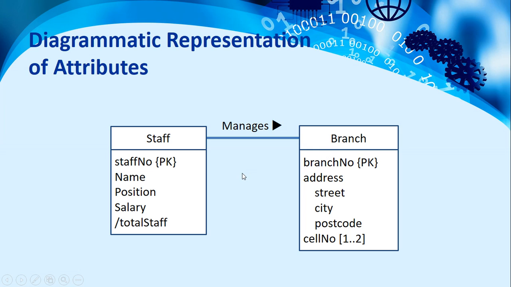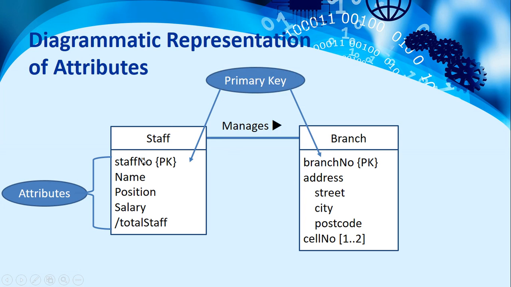Now as you notice, we have a whole variety of attributes, and we'll be mentioning each one of these. Again, as I mentioned earlier, those enclosed in curly braces are attributes too. And the attribute tagged with PK is the primary key. So this is how you indicate primary keys in the ERD.